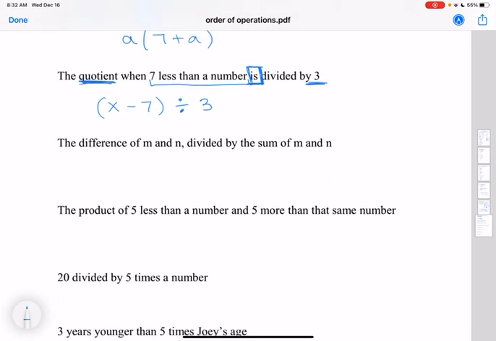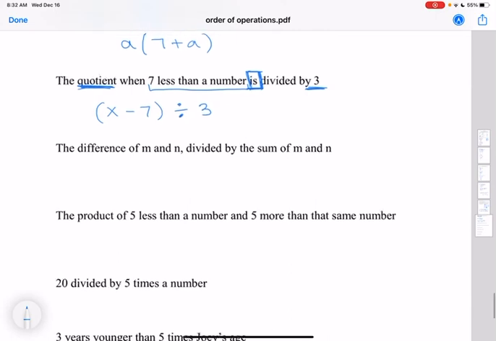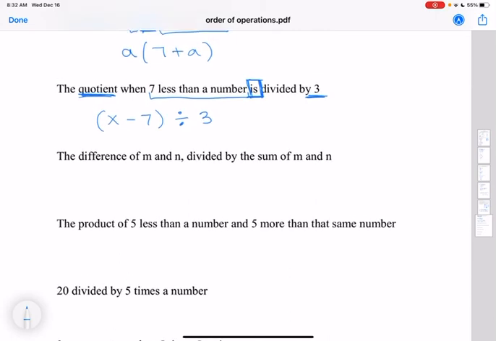Next one, the difference of m and n divided by the sum of m and n. Let's have you try these next 3, okay? So the 3 you can see on my page. Go ahead and hit pause and go ahead and give those 3 a try.